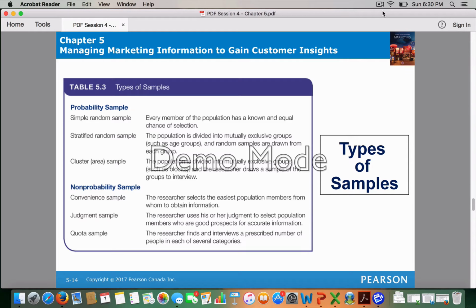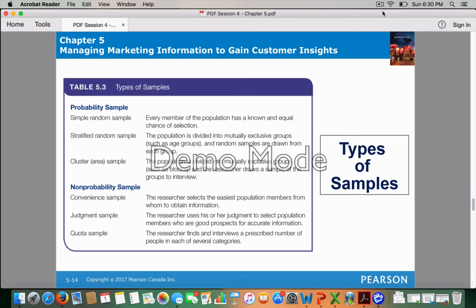So there's a bunch of different kinds of samples, and we're going to very, very briefly talk about them because this is the kind of thing that we will spend a lot more time talking about in market research if you choose to take that course, and actually you will discuss sampling in your business research course as well, I believe in your second year. So there's two broad types of sampling. One is probability and the other is non-probability sampling.